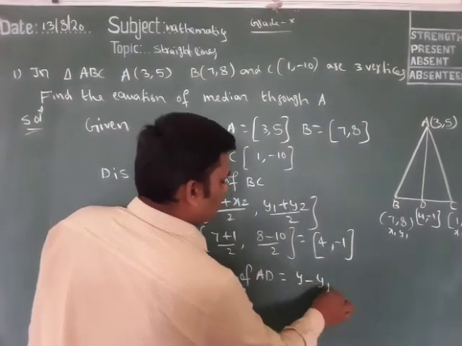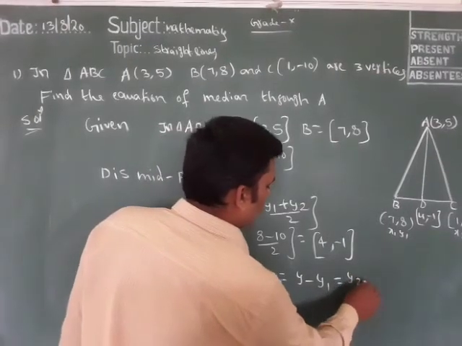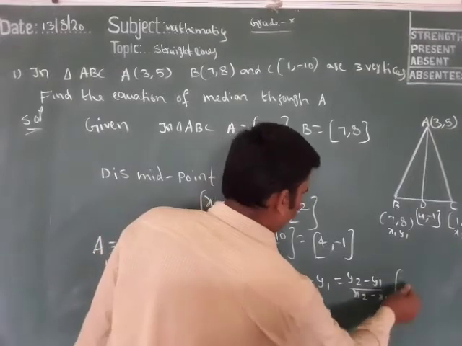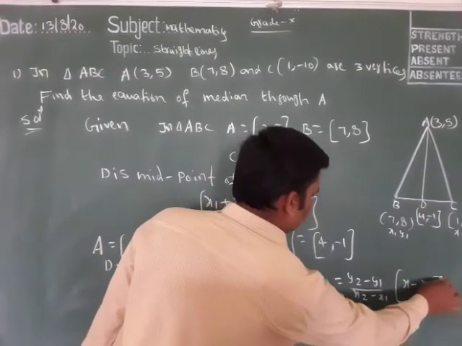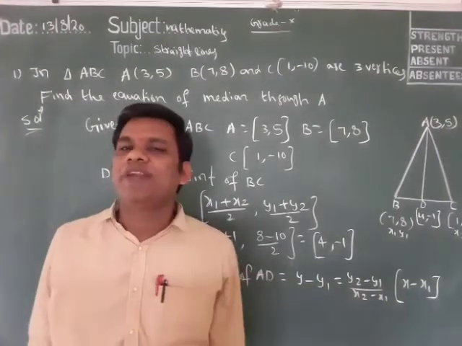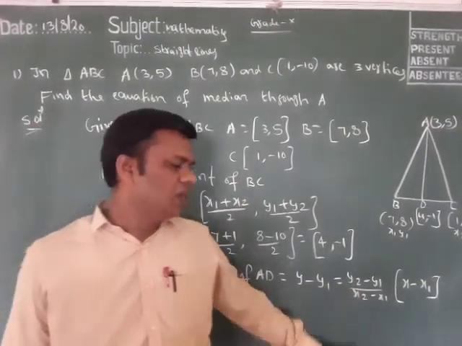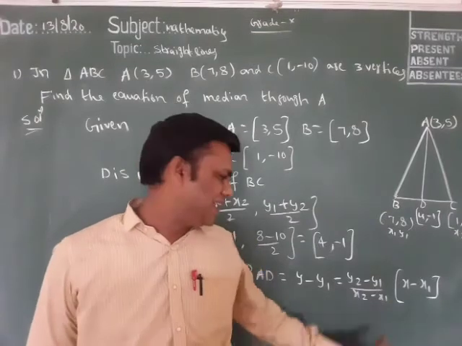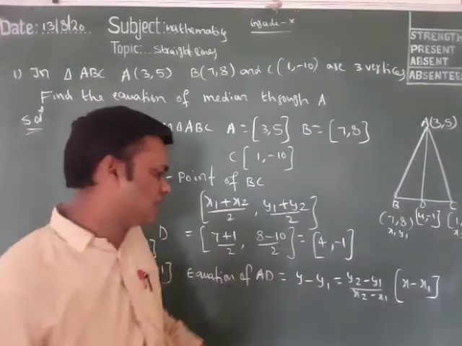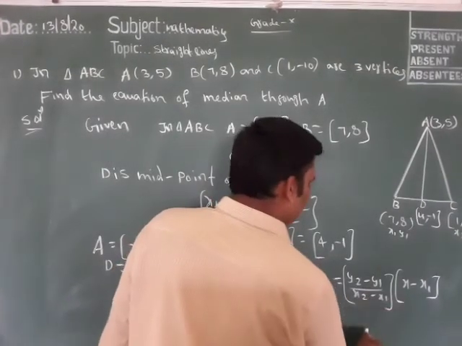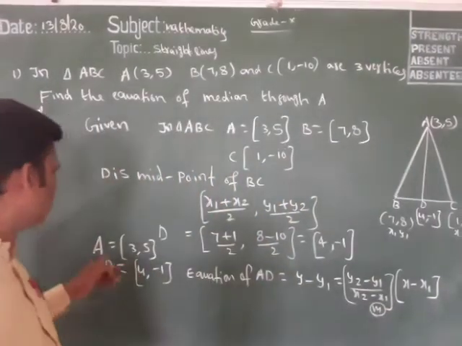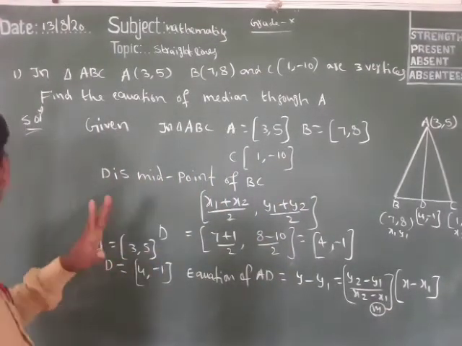If you know 2 points, then the formula is: y minus y1 equals (y2 minus y1) upon (x2 minus x1) into (x minus x1). That is, y minus y1 equals m into (x minus x1), where m is the slope. Now just substitute these values x1, y1, x2, y2.